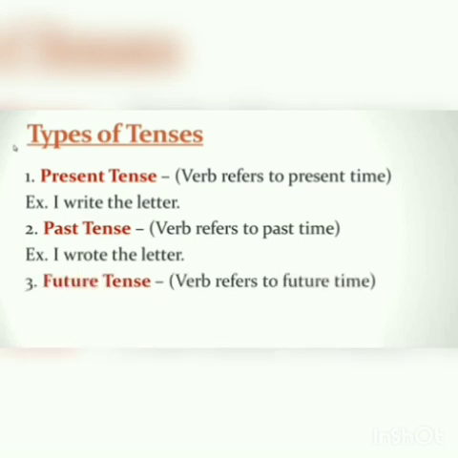Third one, future tense. Here, verb refers to future time, something that is going to happen. Example, I shall write the letter. That means you are going to write a letter. You are having a plan of writing a letter. Okay, children, so this is the basic information that you all have regarding the tenses. So present tense refers to present time, past tense refers to past time, and future tense refers to future time. Now let's see each tense.